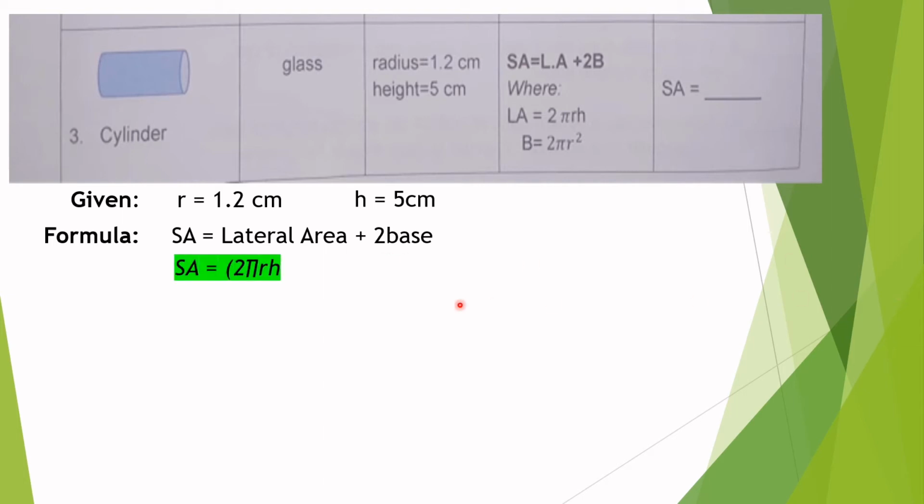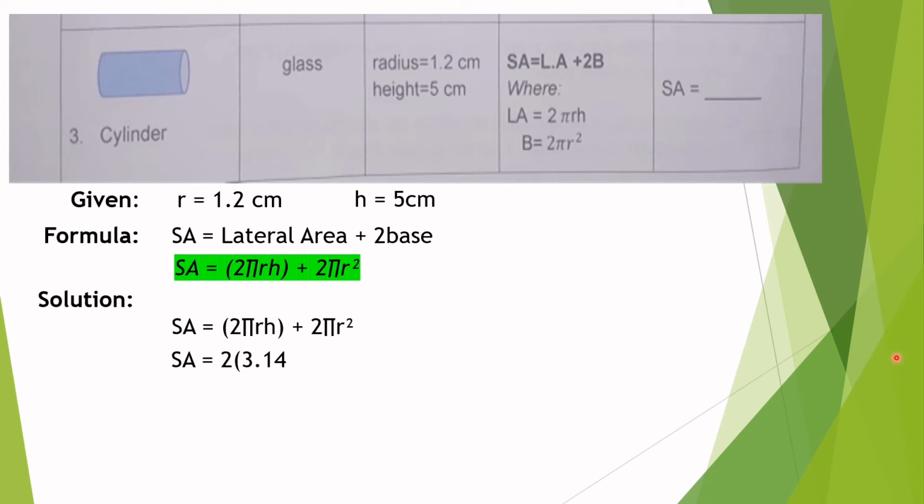And for our lateral area, we have 2 pi RH plus our base, which is pi r squared. For our solution, we need to copy first the formula as our guide and then substitute the given. First, copy the constant 2, then multiply the value of pi, which is 3.14, times our r, which is 1.2 centimeter, times our height, which is 5 centimeter, plus copy the constant 2, times the value of pi, which is 3.14, times our r, which is 1.2 centimeter, and then squared.